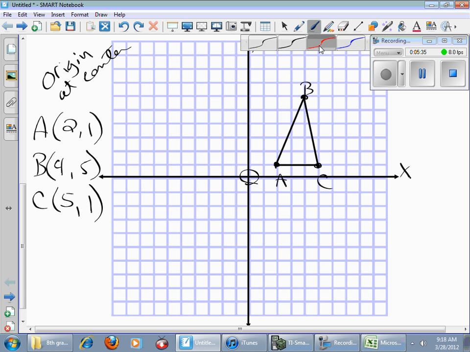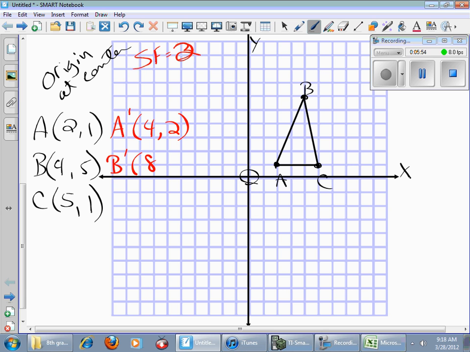Okay, so first let me do a scale factor of, let's go with 3 again. All right, actually it's not going to stay on there, I'll do 2. All right, my scale factor 2, A prime, I'm going to multiply them each by 2, 4, 2. B prime will be 8, 10, and C prime will be 10, 2. So C prime will be here at 10, 2. Silly mistake. There we go. So there's C prime there at 10, 2.